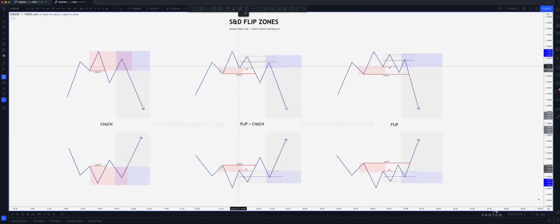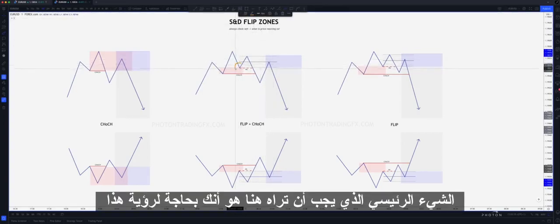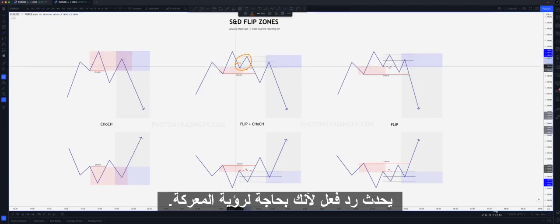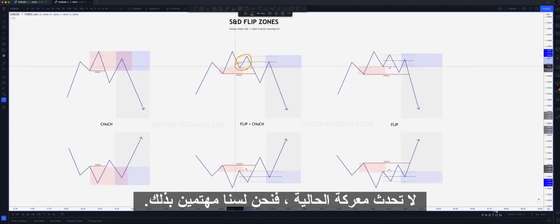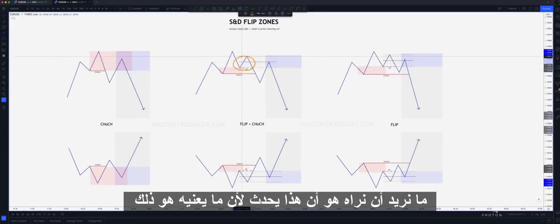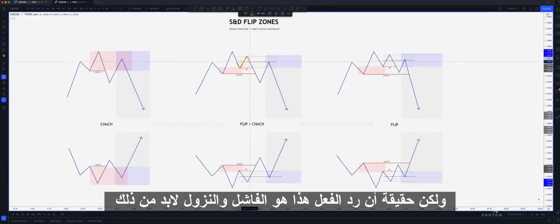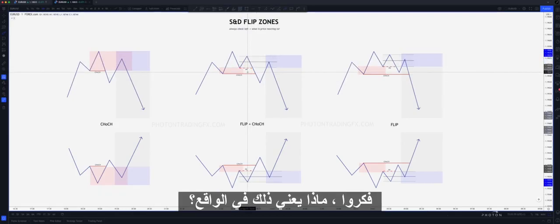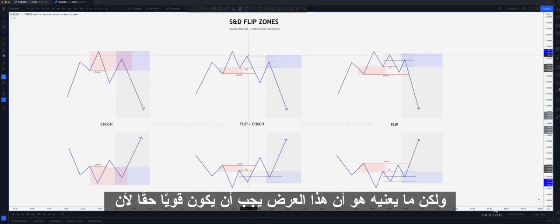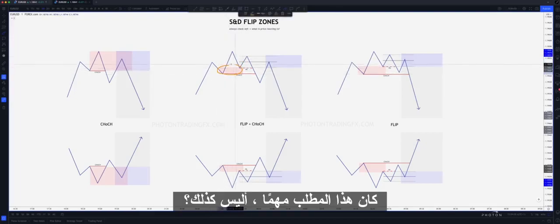The key thing that you need to see here is this reaction occur, because you need to see the battle occurring. If the battle doesn't occur, then we're not as interested, right? What we want to see is this happen, because what it means is that demand tried to hold and it tried to make the higher high, but the fact that that reaction then failed and came down, you have to think about what does that mean in reality? What it means is that this supply must be really strong because this demand was significant, right?